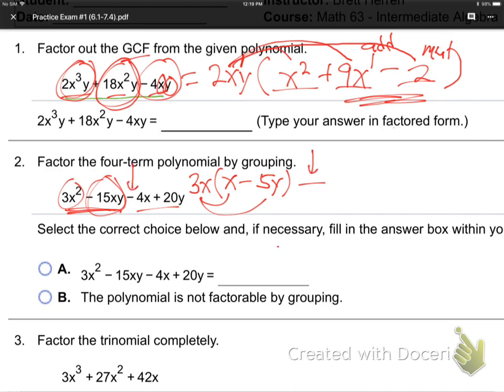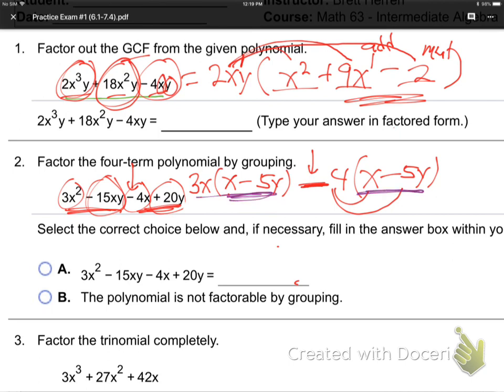It's important. And then these two, what goes into 4 and 20? 4. Do they both have an x or y? No. What does that leave inside? X, because minus 4 times x will go back to minus 4x. And minus, remember that minus is on the 4. That's his minus. Minus 4 times what? Minus 5y. Minus times minus will go back to plus 20y. And not only that, that also produces a match. These have got a match. So they both have an x minus 5y there.